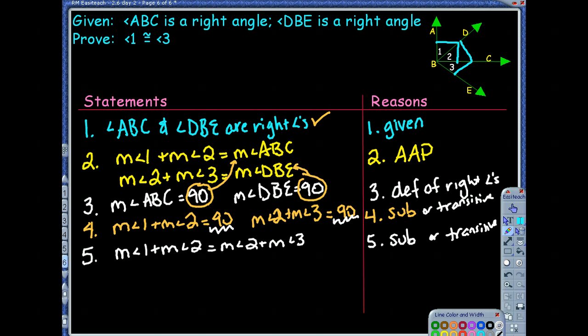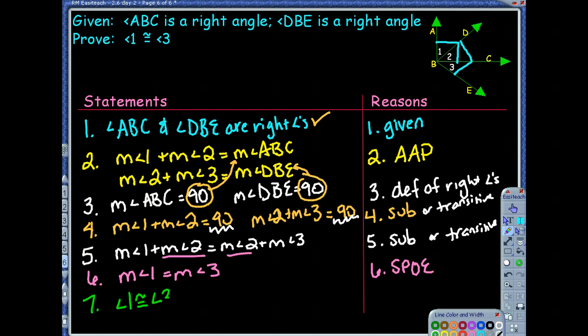Now this one, I'm seeing it now. Sometimes it takes a while to see it. So I'm going to then subtract angle 2's measure on both sides, because it's on both sides. So angle 1's measure is equal to the measure of angle 3 because of the subtraction property of equality. And then I can say they're congruent because of the definition of congruence, which is where I wanted to go.